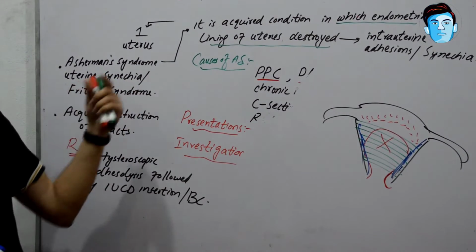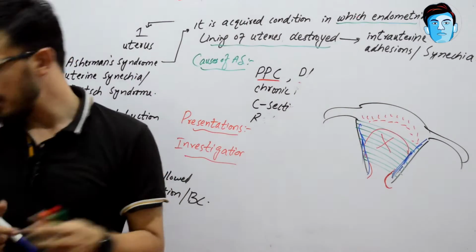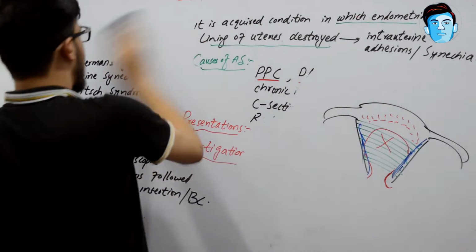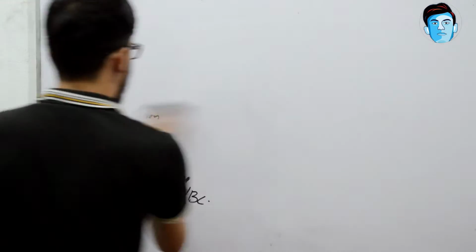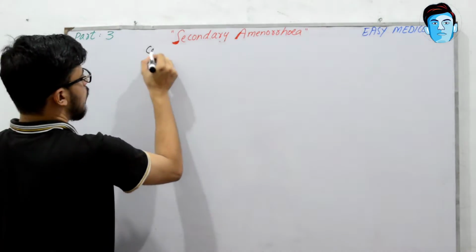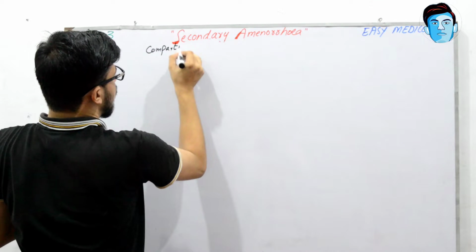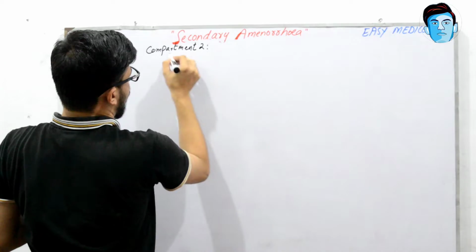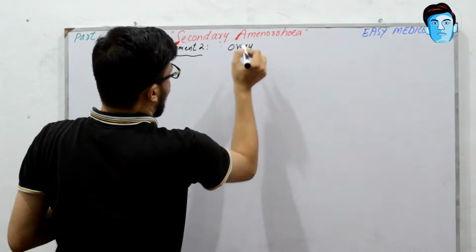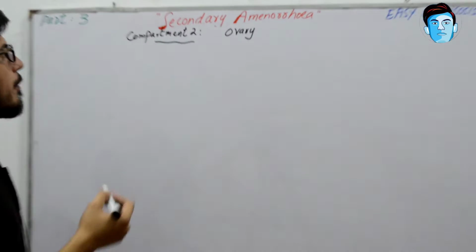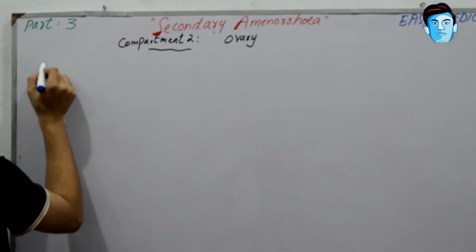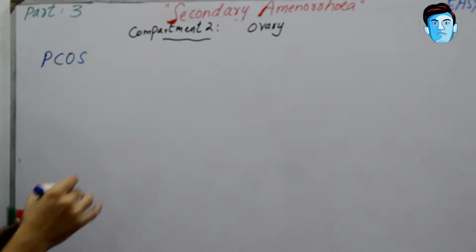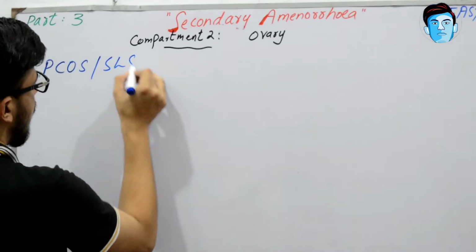Now we will move toward the second compartment, that is compartment 2. Compartment 2 consists of the ovary. So what is the main ovarian cause of secondary amenorrhea? That is Polycystic Ovarian Syndrome, which is also called Stein-Leventhal Syndrome.